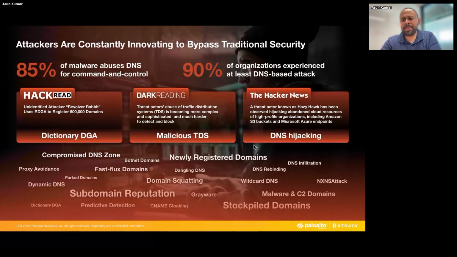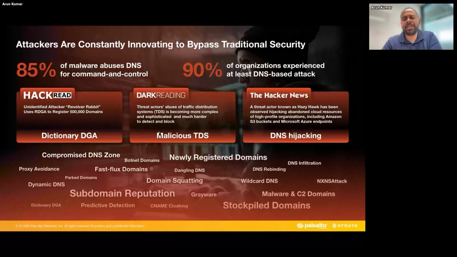Just recently, we saw something called Hazy Hawk, which looks at redirections happening if you have several domains that you own, and you're using things like an Amazon S3 bucket or some cloud provider to host the content. Attackers have managed to figure out if there are any misconfigurations within your DNS configuration, hijack those queries, and redirect them to malicious content that they own. Then there are things like dictionary DGA and malicious TDS.